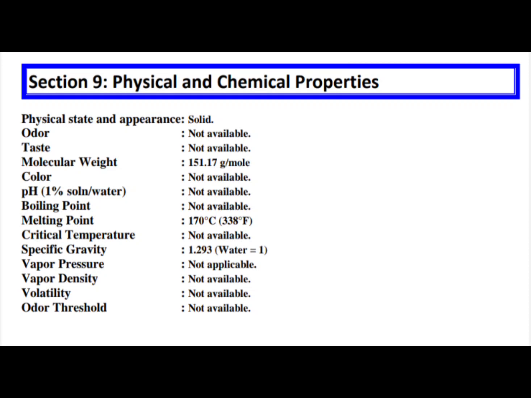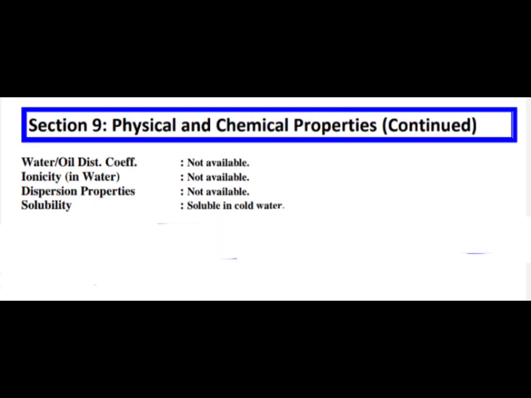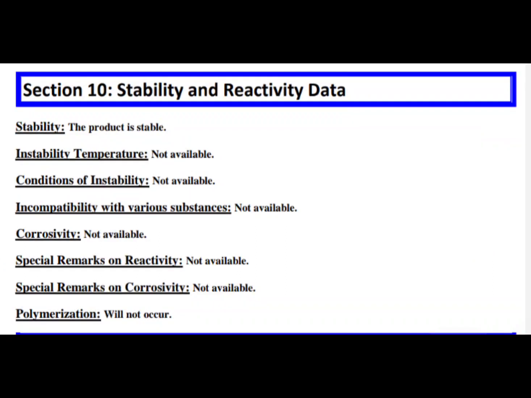This section provides details about the product's appearance, odor, pH, melting point, boiling point, density, and other relevant physical and chemical characteristics. Section number 10.